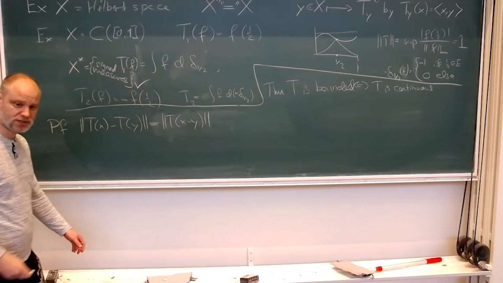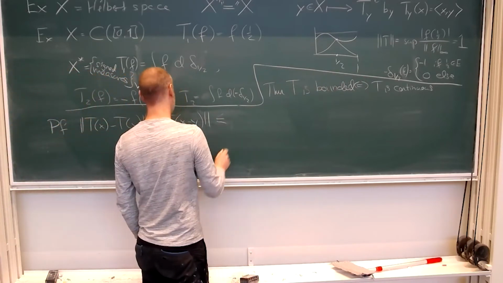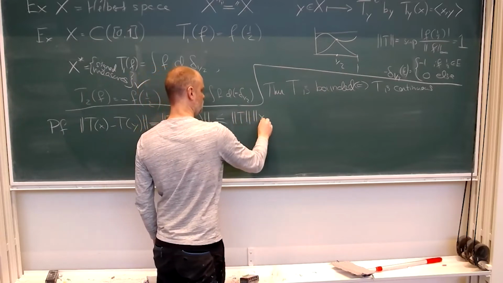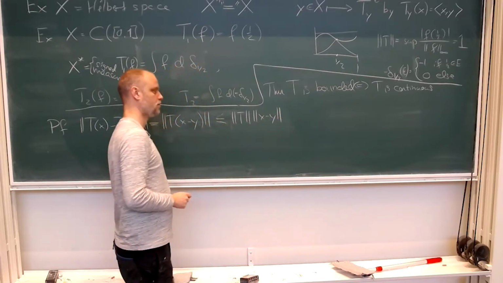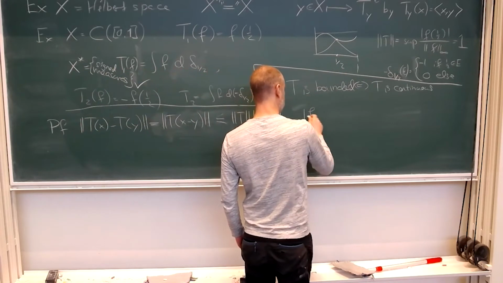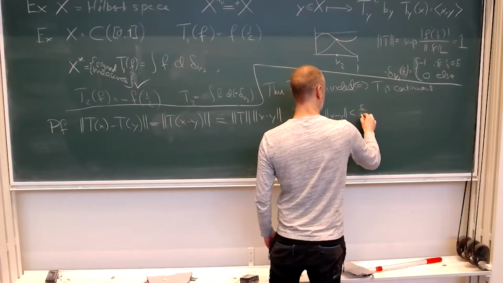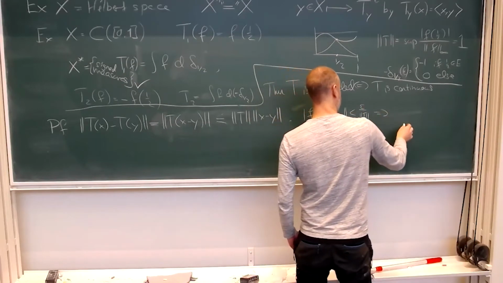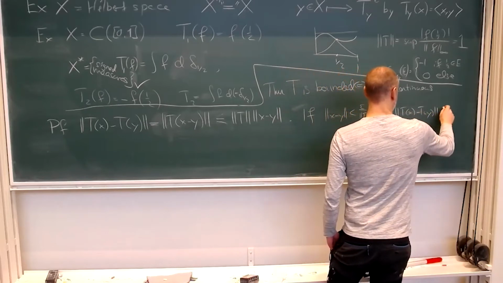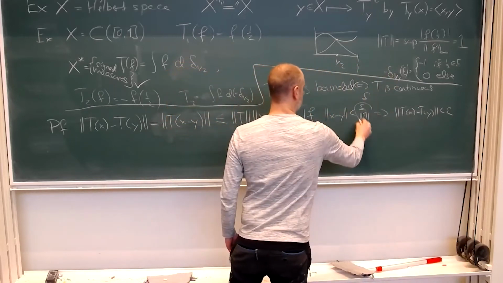Which means I can do this. Now, I have assumed that T is bounded. So then I can do this. Okay, and here you go. If the norm of x minus y is less than epsilon divided by norm of T, then the norm of T of x minus T of y is less than epsilon, and that's what we want to prove. So this guy is our delta.